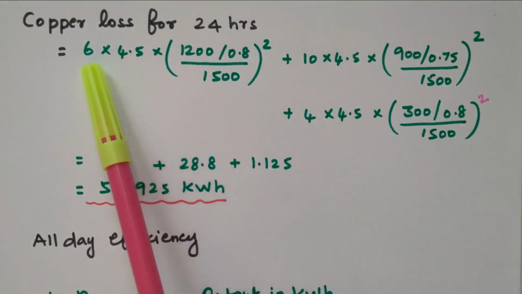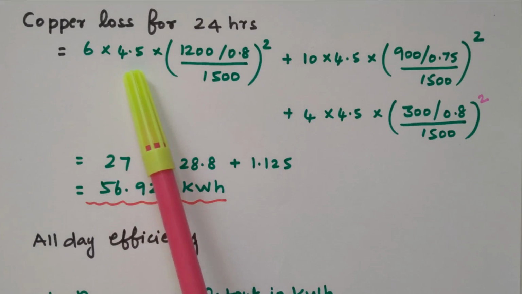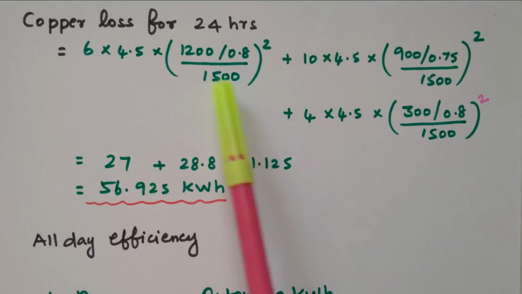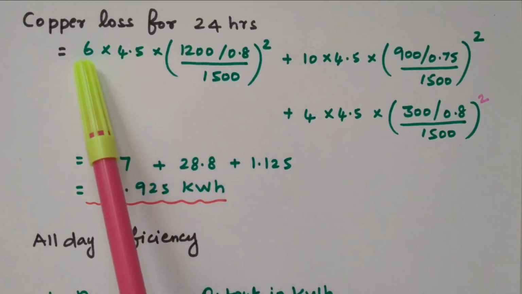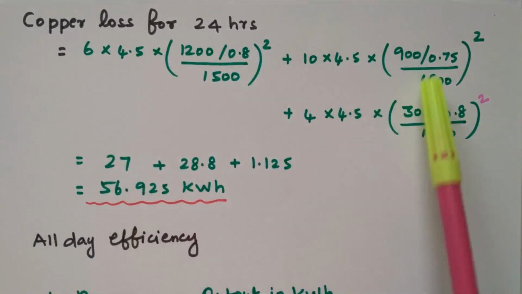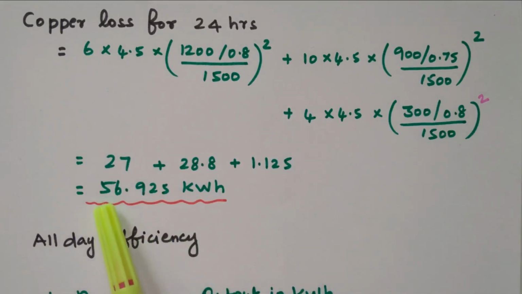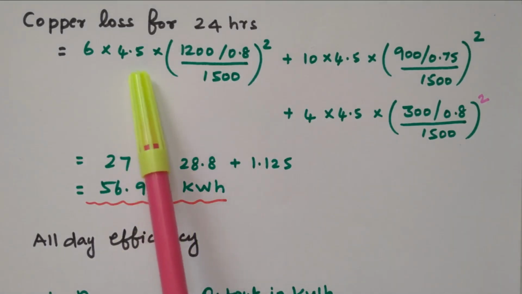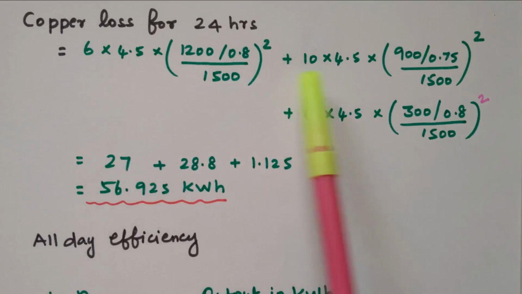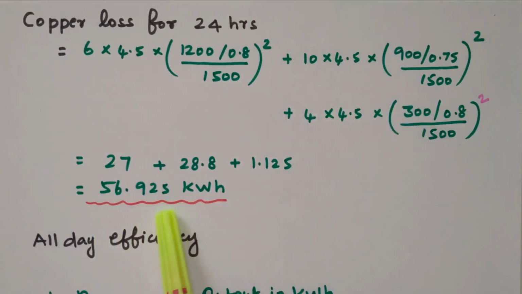So the first term refers to the number of hours, the second term refers to the full load copper loss. This one is nothing but the kVA rating. This is the kVA for the particular 6 hours divided by the power factor for those 6 hours. So all the data are multiplied. After simplification we got 56.925 kilowatt hour. So this is the copper loss for 24 hours. This 4.5 is the full load copper loss, and this is for a particular load for a given time period. It is multiplied and we calculated the copper loss for the entire 24 hours.